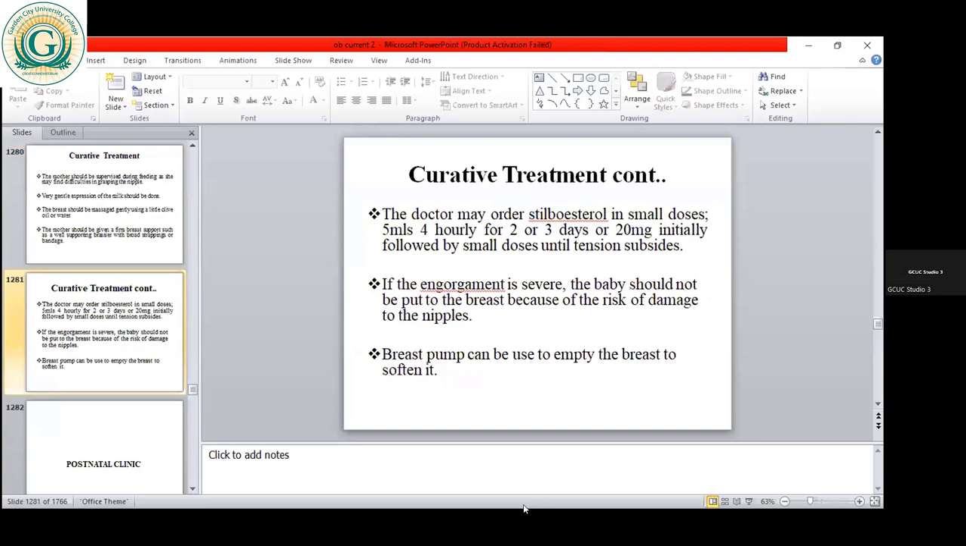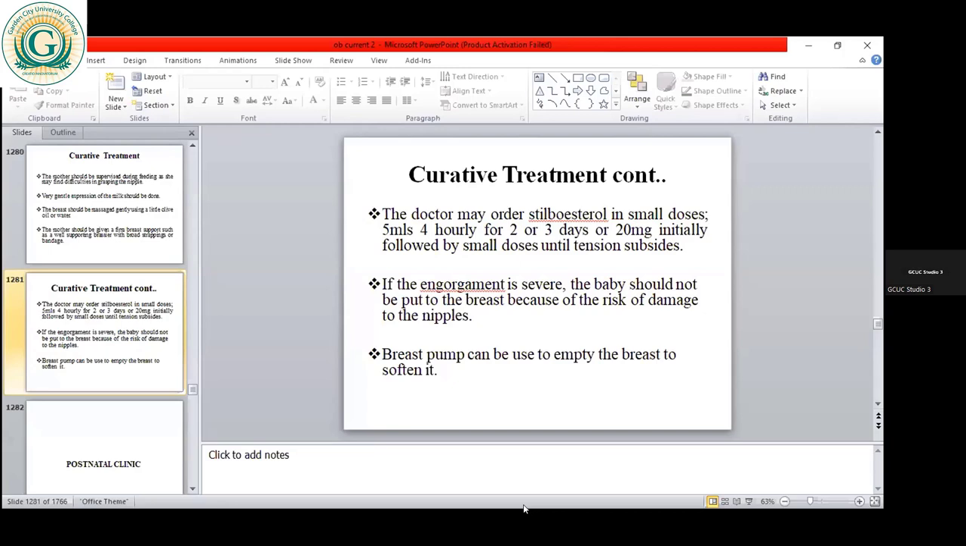Then the doctor may order some drugs. The drugs we have here may be different from one facility to another facility. But if the tension in the breast is heavy, then some drugs have to be given, especially when the woman aborts the baby or has lost the baby. She still has to go through the period, and because there's no baby to feed on the breast, something has to be done to reduce the size of the breast.